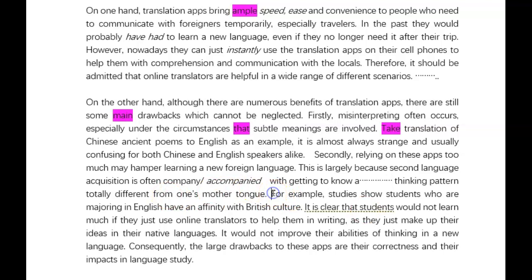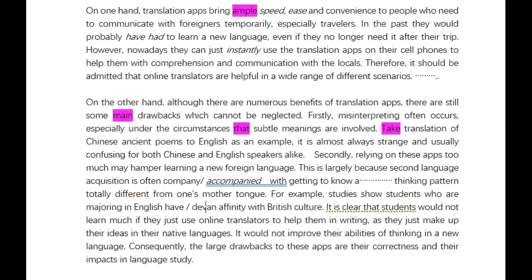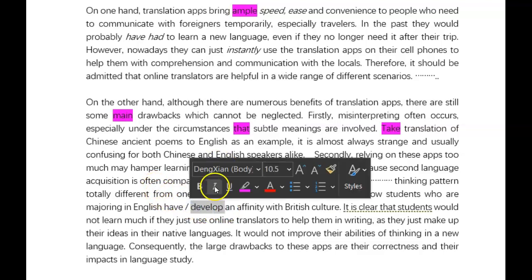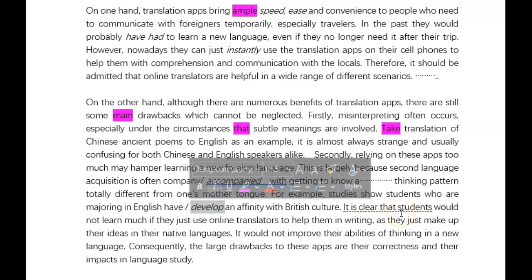Yeah, so true. For example, studies show that students who are majoring in English have an affinity with British culture. I wouldn't say they have, but I would say they develop. Because you're saying that it kind of goes together. So you can develop it. It's something you learn. It is clear that students would not learn much.